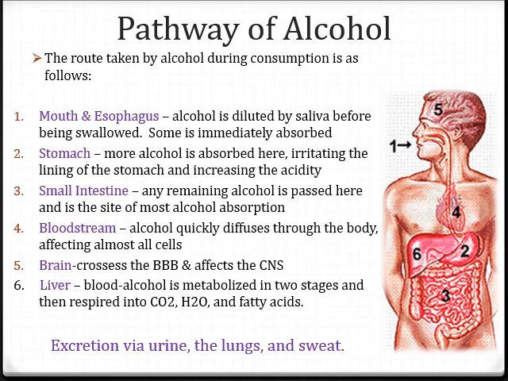Then coming to the bloodstream. Once absorption is done, alcohol quickly diffuses through the body, affecting almost all the cells. Alcohol can even cross the blood-brain barrier and affect the central nervous system. And the liver being the major metabolic organ, blood alcohol is metabolized mainly in two stages, which we will explain in the metabolism, and finally the product acetate can be respired into carbon dioxide and water and can also be utilized for the synthesis of fatty acid. The alcohol can also be excreted through urine, lungs and sweat.